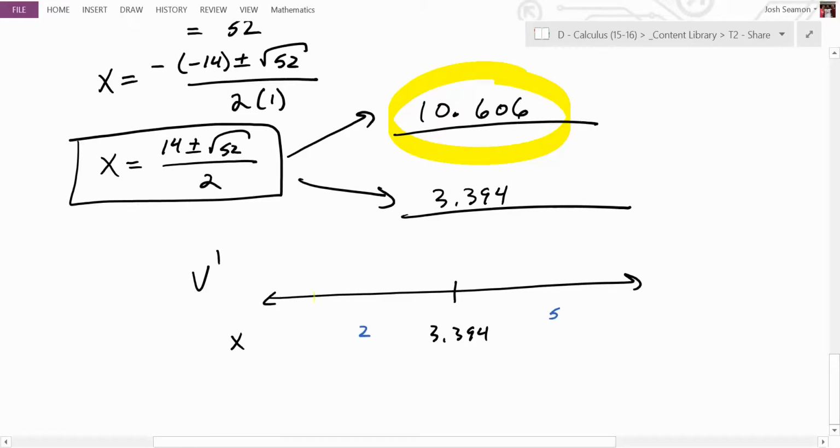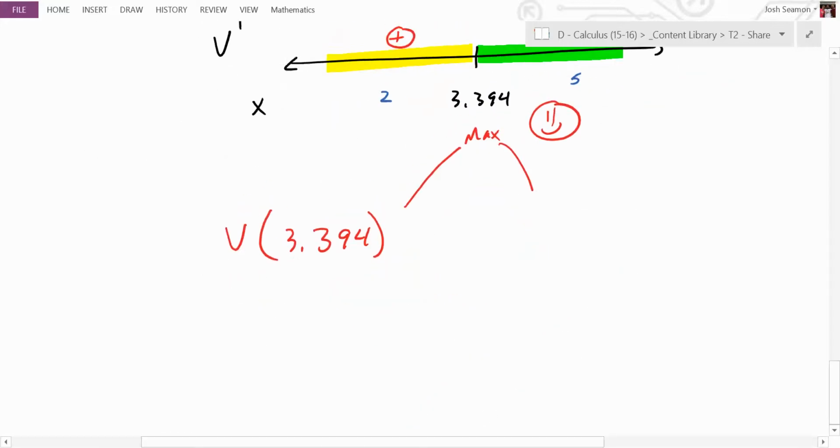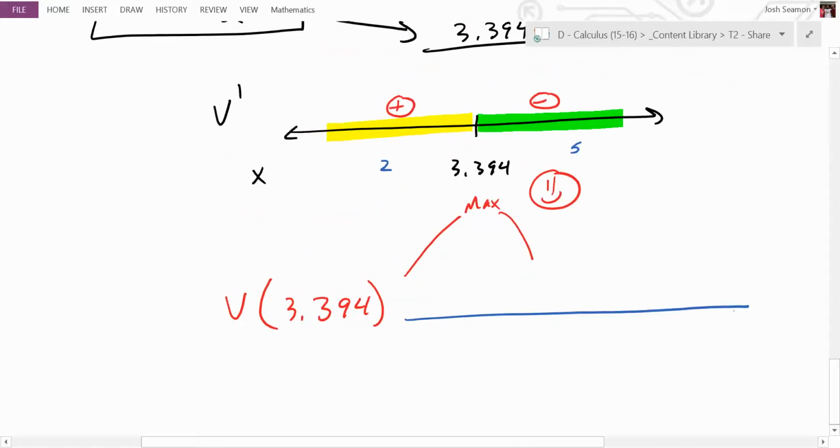So we have 2 areas here, right here and right here. At 3.394, because it is a nice maximum. And what do you get? 12 inches square.